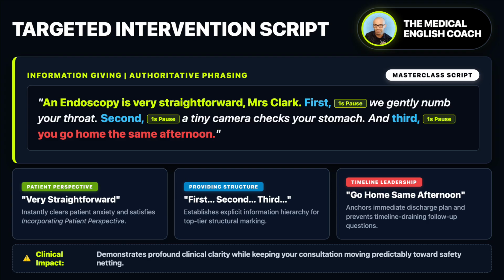Examine the architectural precision of this exchange, mapped across our rubric criteria. "Very straightforward" instantly clears patient anxiety and satisfies incorporating patient perspective. "First, second, third" establishes explicit information hierarchy for top-tier structural marking. "Go home the same afternoon" anchors the immediate discharge plan and prevents timeline-draining follow-up questions. This framework demonstrates profound clinical clarity while keeping your consultation moving predictably towards safety netting.